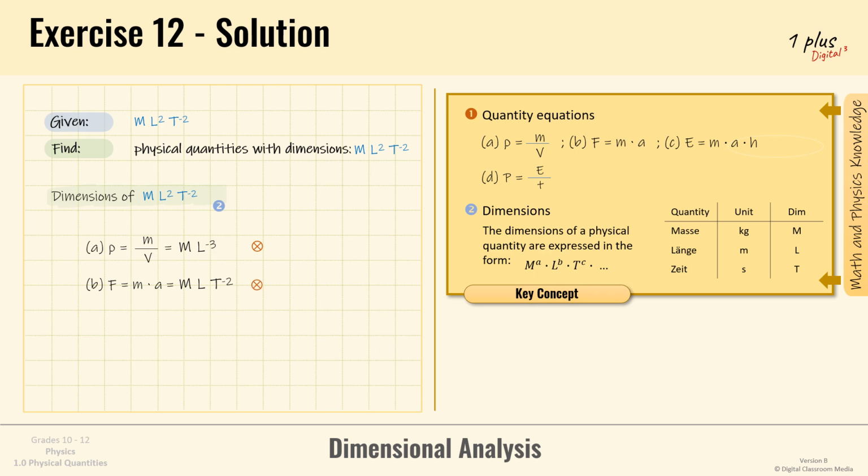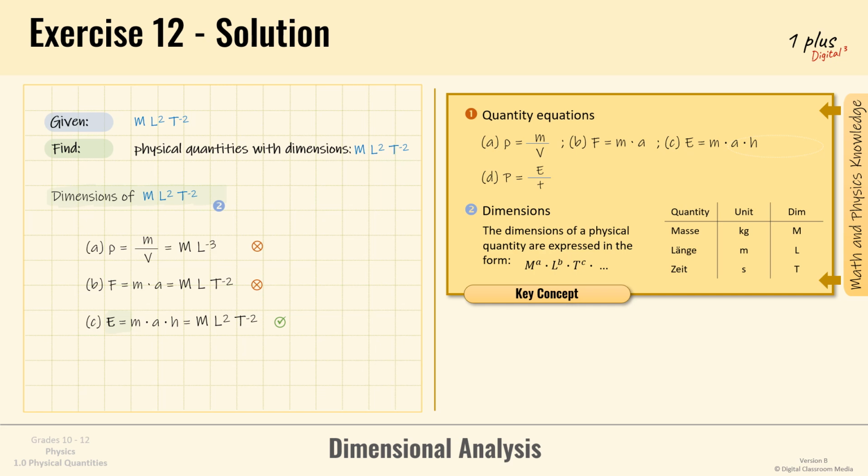Now let's consider energy. One possible quantity equation is energy equals mass multiplied by acceleration and height. This gives us the dimensions M L squared T to the power of minus 2. And these are exactly the dimensions we are looking for. Therefore, the correct answer is energy.